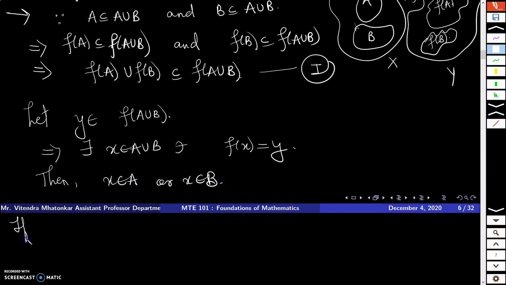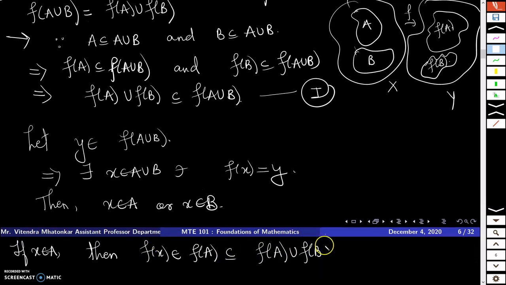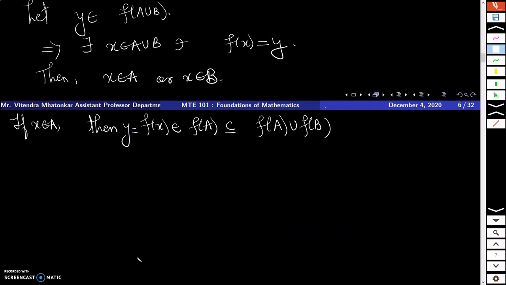If x is there in A, then its image will be there inside f of A, right, which is a subset of f of A union f of B, and this image is nothing but y. So y will be there in f of A union f of B, and we are done. So we have shown that in this case f of A union B is a subset of f of A union f of B.